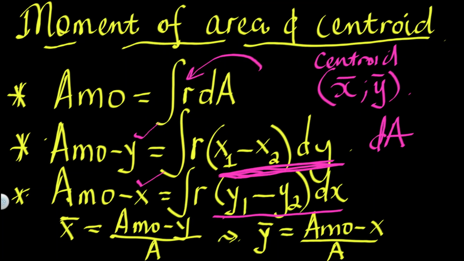Anyway, these are the original formulas that we had, but now we need to calculate this one here, the x coordinate. It's Amo-y over a. The y coordinate is Amo-x over a. So if we wanted to find the y coordinate, we're going to find Amo-x over a. Same approach, just that we'll be using a different differential element of area there.